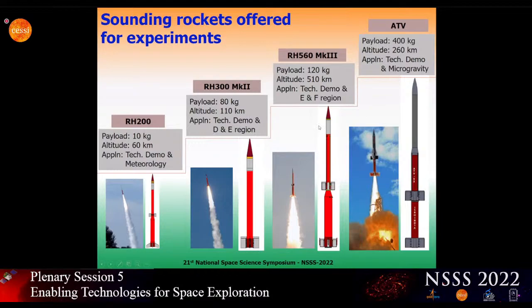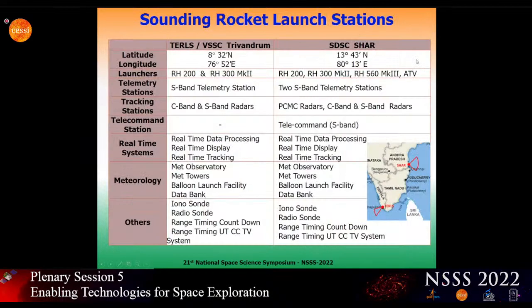The RH-560 is a two-stage, heavy lift rocket, which can carry a 120 kg payload to about 500 plus kilometers of altitude, basically for E and F region research and technology demonstration. And we have the advanced technology vehicle, which is a very powerful rocket and the most heavy lift of our family, can take almost 400 kg to a 260 kilometer altitude, basically used for microgravity experiments and technology development.